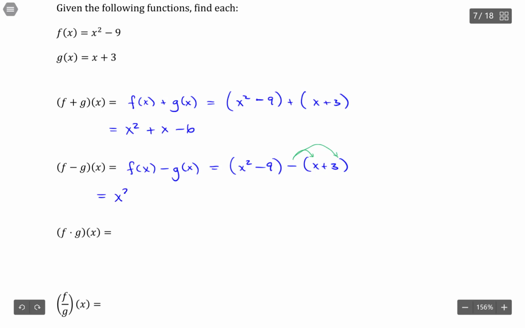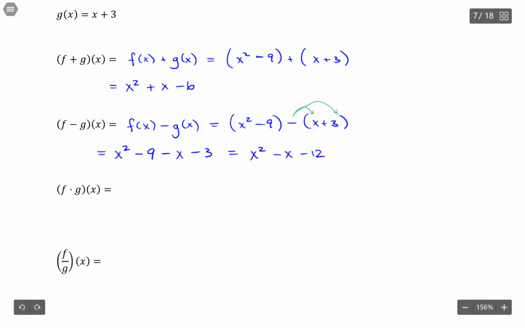So in this next step, that's what I'm going to do. x squared minus 9 minus x minus 3. So I've distributed that negative into the parentheses. Now that the parentheses are gone, I can safely combine like terms. So this is x squared minus x minus 12.